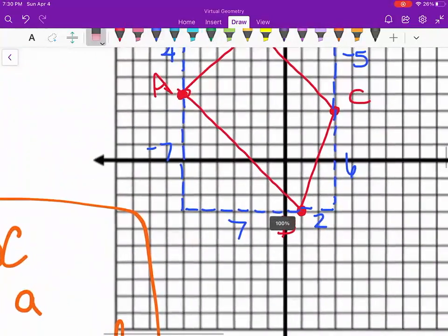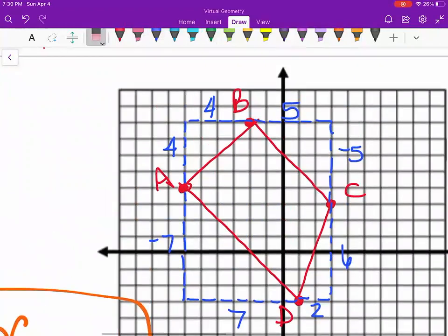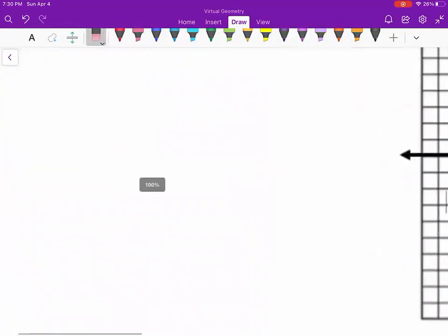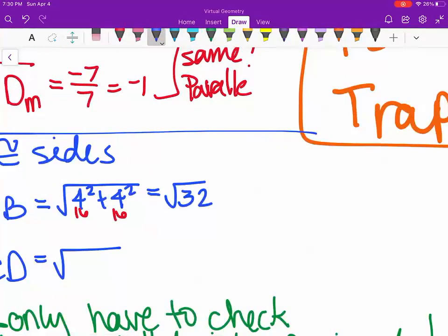All right, so the first one we need to check, A to B, which is a 4 and a 4. It doesn't matter which one is A and B because they're exactly the same number. Let's see what the length is. So 4 squared plus 4 squared. So that is 16 plus 16. So the square root of 32.